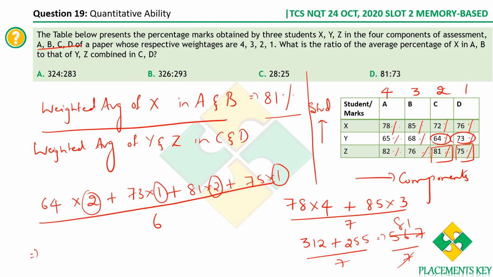Okay, so what is it? 64 into 2 is 128. You have an on-screen calculator, you can always go ahead with that, or these are simple numbers, you can always compute. Yeah, please don't depend on calculators for everything. 81 into 2 is 162, 75 into 1 is 75, divided by 6. Okay, so what is the value that you get here?